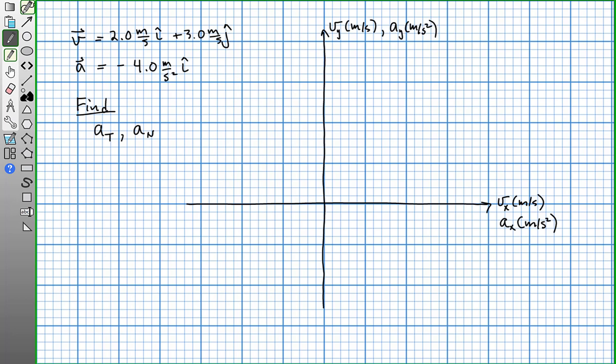Let's do a consistent scale on each axis. So on the x-axis, every 5 squares will correspond to 1 unit along the x-axis. Let's extend our negative x-axis a little bit. And we'll say 5 squares will also correspond to 1 unit on the y-axis.